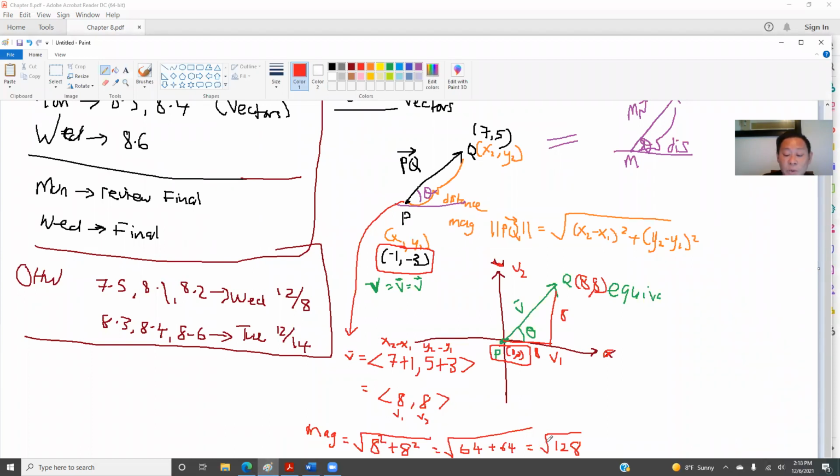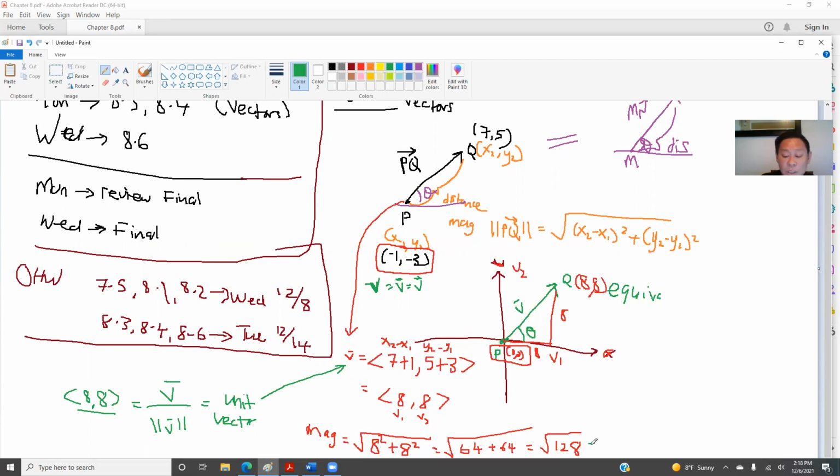Our magnitude is root 128. So if I want to find the unit vector of this V, what I do is I take this vector V, (8, 8), over the magnitude of it. So in this case, it will be 8, 8, because our vector V is 8 over 8.